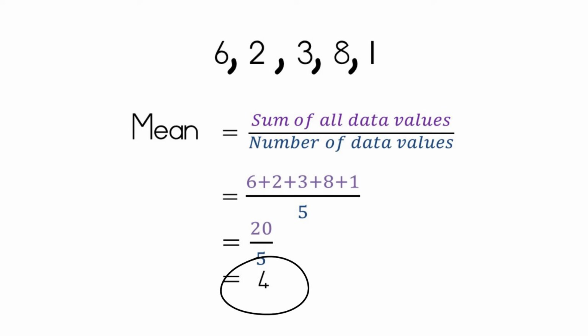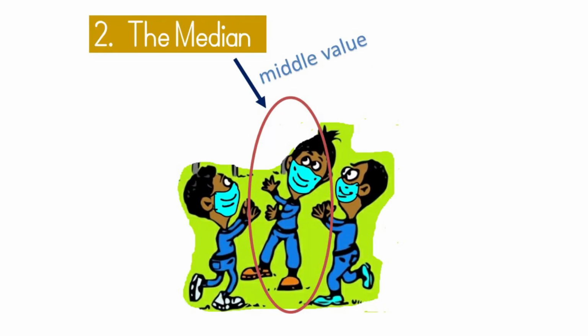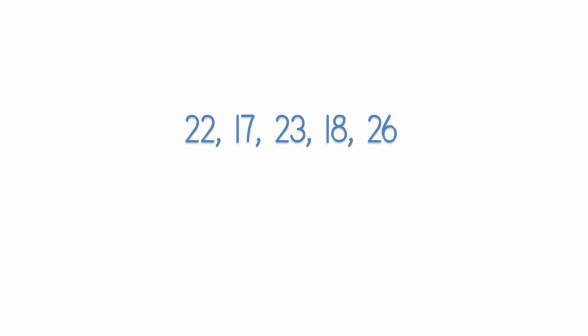The next concept that is relevant to data handling is the median. Tell learners that the median is the middle value when a set of values are placed in order from the smallest to the largest. Ask the learners to find the median of the following set of numbers: 22, 17, 23, 18, and 26. Note that there are 5 numbers, which is an uneven group.